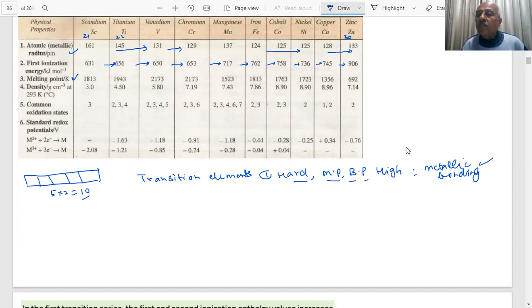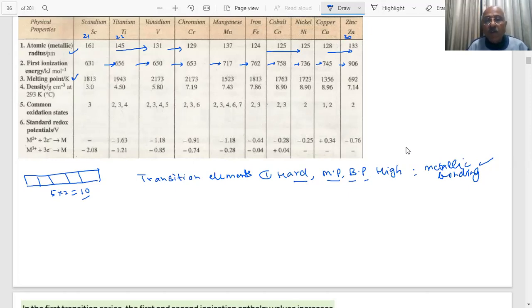And if the bonding is strong, then what will happen, student? Melting and boiling point will become high. That will depend on the number of electrons which participate in bonding. In the case of alkali and alkaline earth metals, there are only electrons in the s orbital.